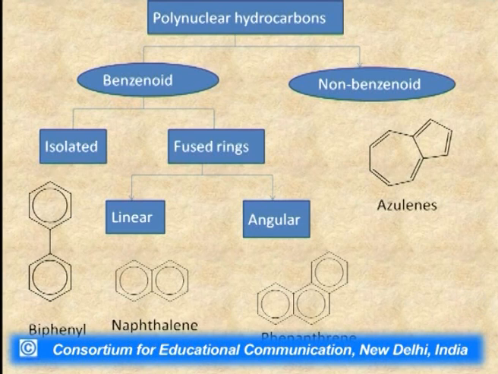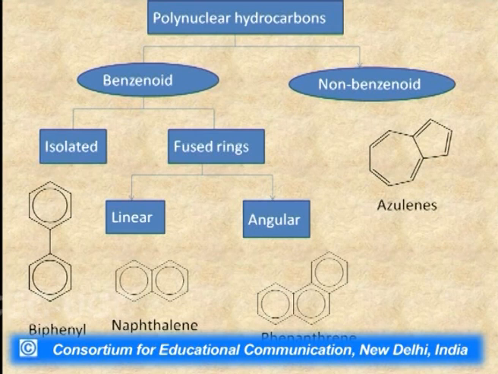Phenanthrene is a polynuclear hydrocarbon. These polynuclear hydrocarbons can contain benzene rings, which are called benzenoids, or they may not contain benzene rings, which are called non-benzenoid compounds. In the case of benzenoid compounds, we can have isolated rings and fused rings. In the case of isolated rings, an example is biphenyl, where two benzene rings are separated by a covalent bond. While in the case of fused rings, we have naphthalene and phenanthrene.